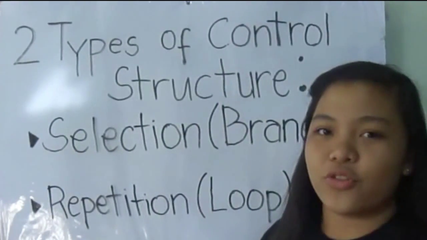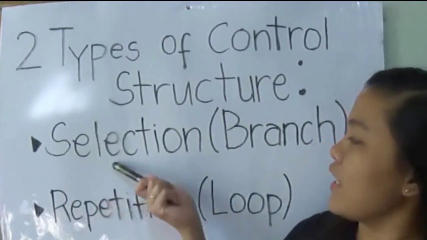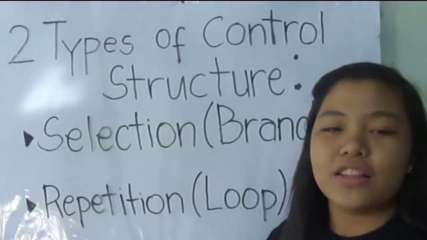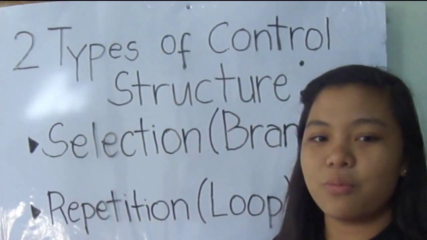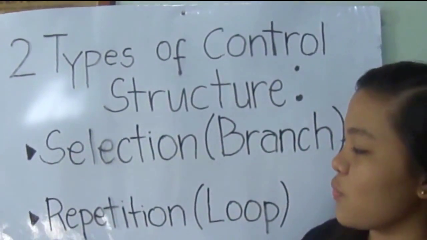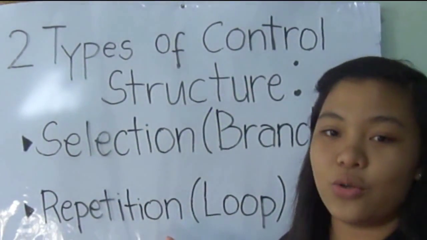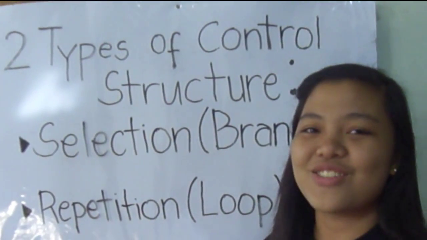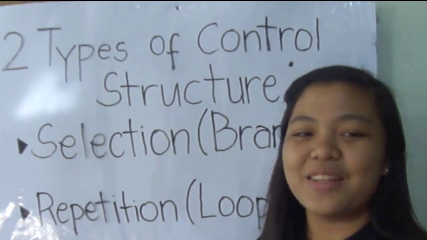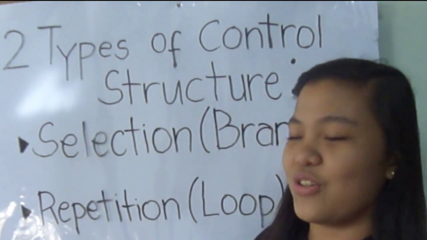There are two types of control structure. The first one is selection or a branch. This program executes a particular statement depending on one or more conditions. The next one is repetition or a loop. This program repeats a particular statement a certain number of times depending on one or more conditions.